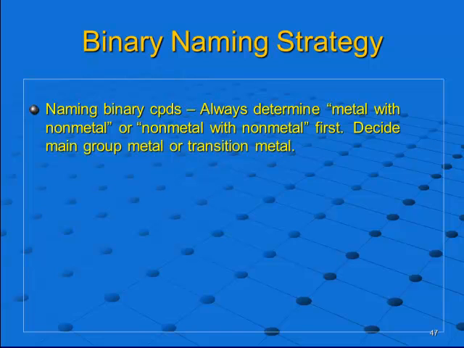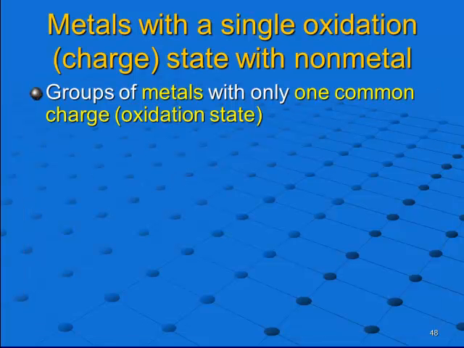Most compounds are salts. They are not as interesting as molecular compounds, nonmetals with nonmetals. But we focus on these salts first because they're the simplest to figure out. So once you look at it and see it's a metal with a nonmetal, then you've got to determine whether the metal is a main group metal or a transition metal. So let's deal with that first.